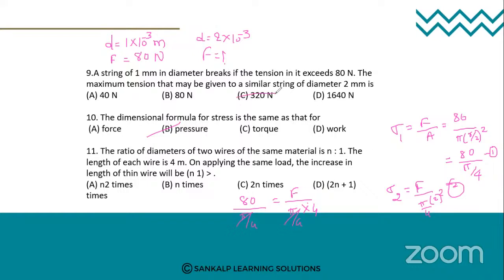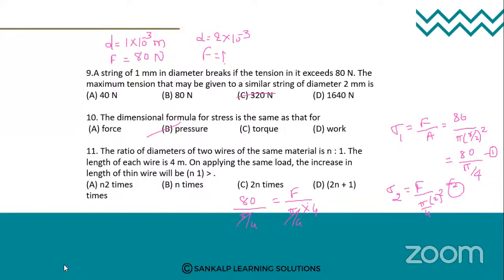Option C is the answer, right? Option C or option B? Yes, option C is the right answer. 320 Newton. So option C, that is 320 Newton. Option C is the right answer.